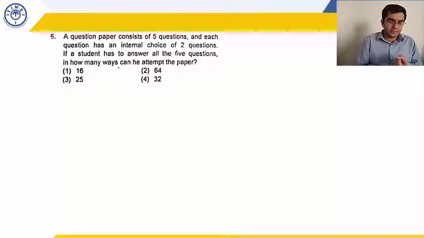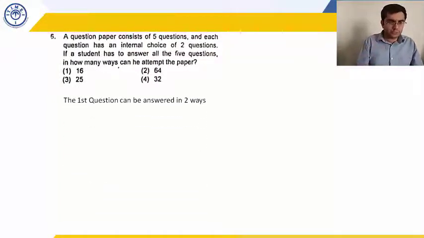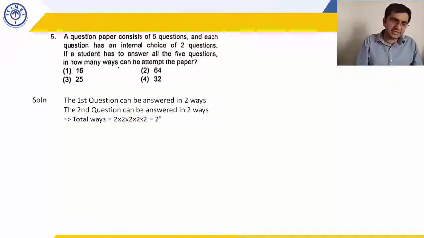First question can be answered in how many ways? 2 ways, either true or false. Second question can be answered in how many ways? Either true or false. So total ways would be 2 into 2 into 2 into 2 into 2. 2 raised to the power 5 is 32. 32 is your answer. Exactly same as previous question. This was question number 6 from your handout. I hope this is fine.